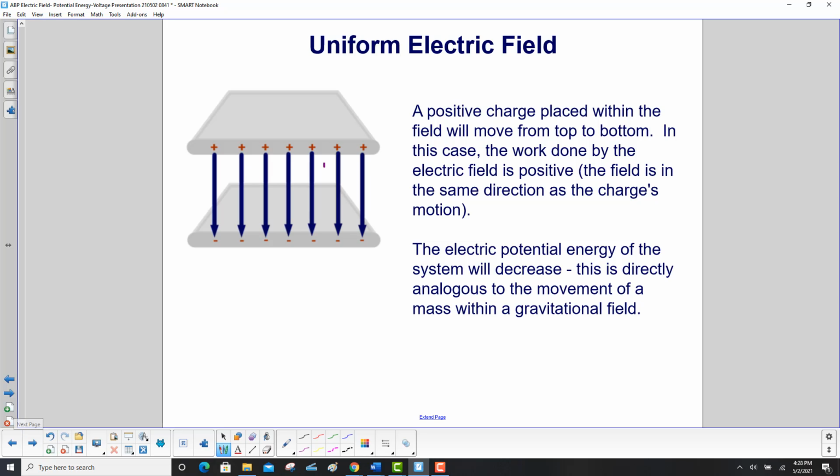A positive charge placed within the field will move from top to bottom. In this case, the work done by the electric field is positive. The field is in the same direction as the charge's motion. The electric potential energy of the system will decrease, and this is directly analogous to the movement of a mass within a gravitational field.